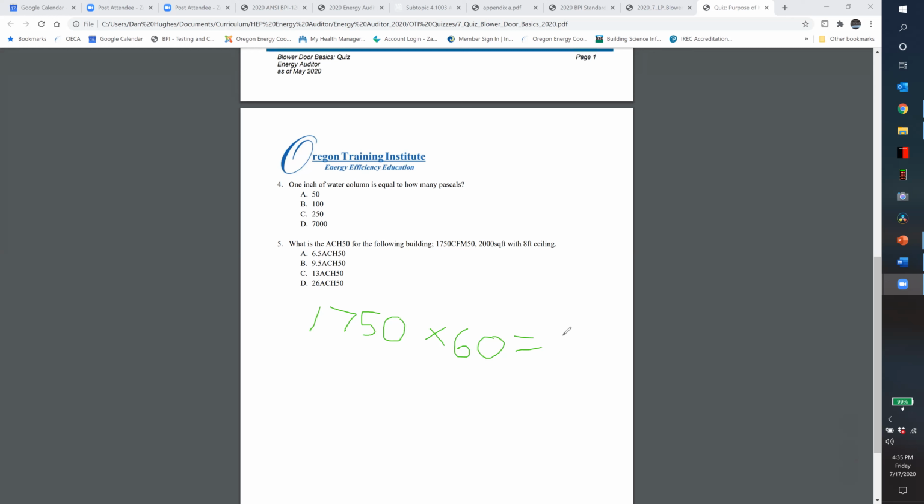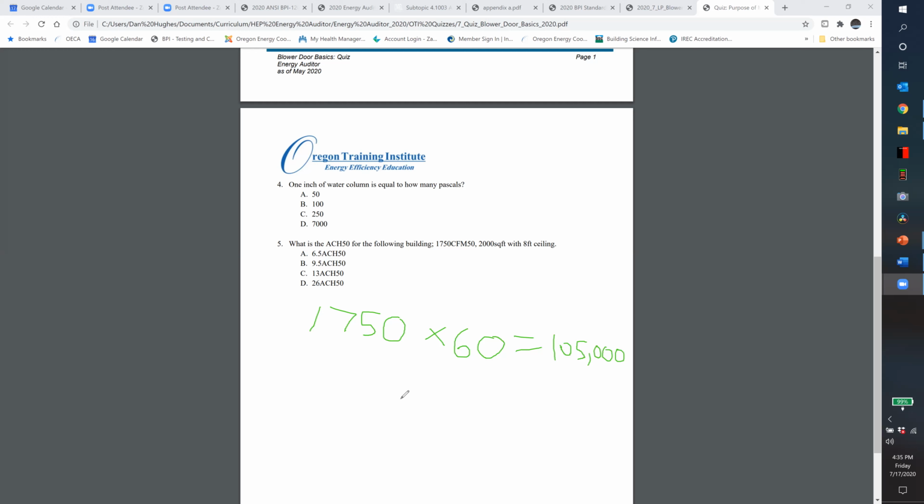So first, we figure 1750 times 60. I'll have to write smaller. So you got 105,000. But we also need to know the volume to solve this.